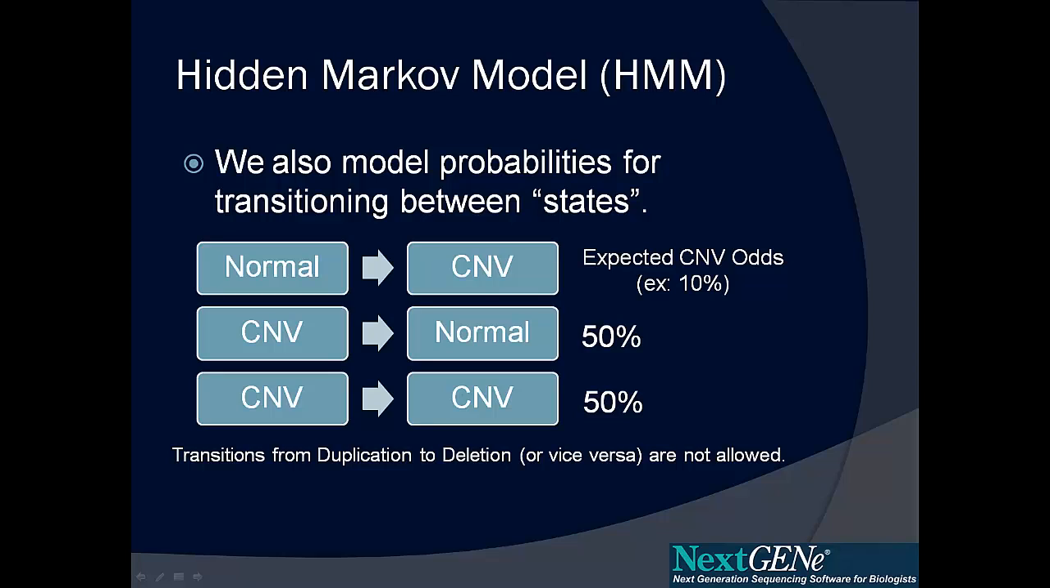When I say transitioning back or continuing, that's the same type of CNV, either duplication or deletion. For the purposes of the model, we do not allow a duplication to occur directly next to a deletion. You could have a duplication followed by a normal followed by a deletion, but the likelihood isn't great within the model.